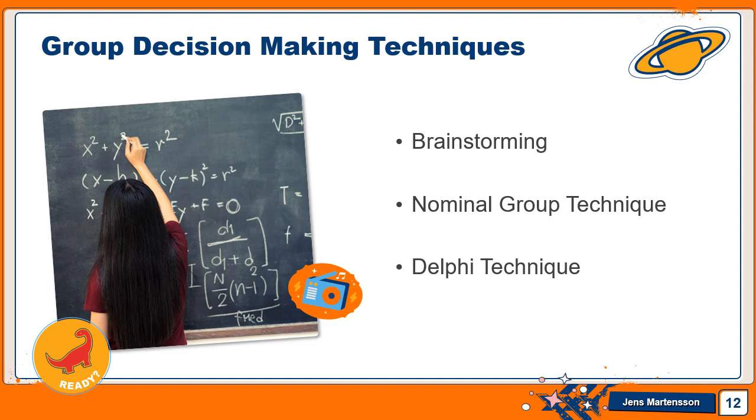Okay, and the last part for this chapter is we go to group decision making techniques, which I believe you have learned this in MGT 162. There are 3 group decision making techniques available. Number 1 is brainstorming, second is nominal group technique, and the last one is Delphi technique.